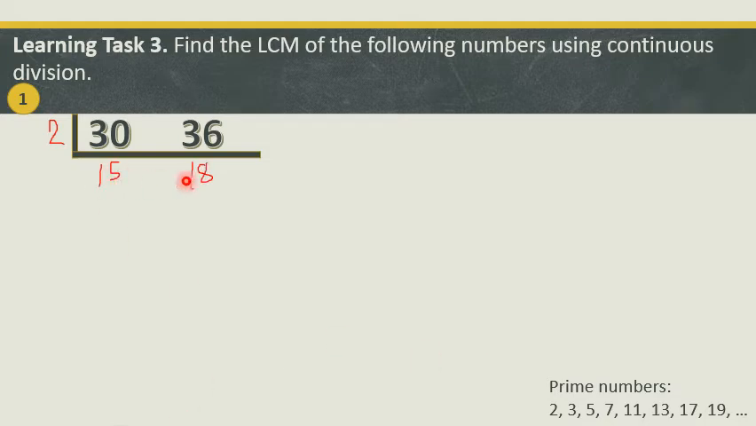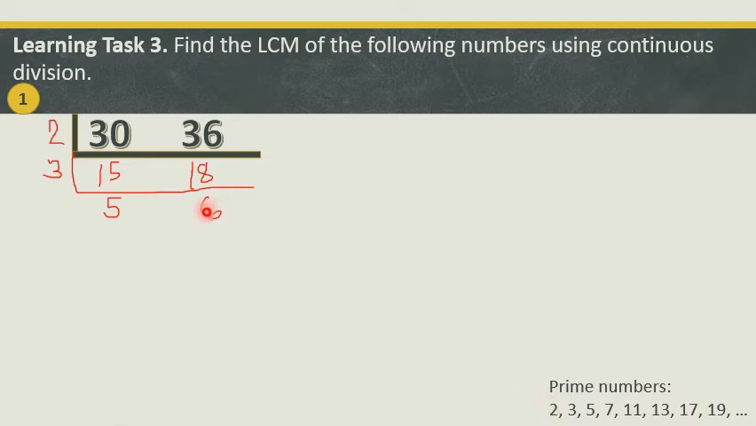Since hindi divisible sa 2 ang 15, 18 lang, tingin tayo sa 3. So, 15 at 18 ay divisible sa 3, so pwede natin i-divide sa 3 yan. 15 divided by 3 is 5. 18 divided by 3 is 6. Since ang 5 at 6 ay walang common factor, isa-isahin natin.